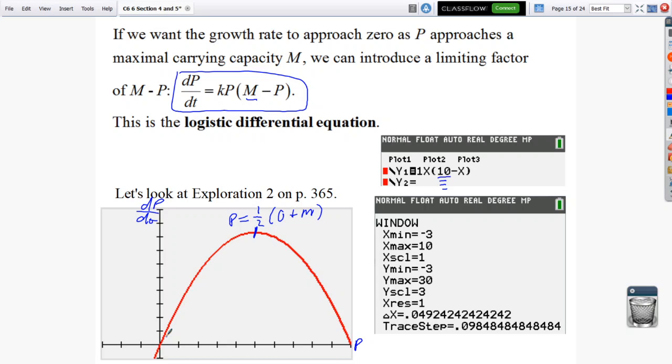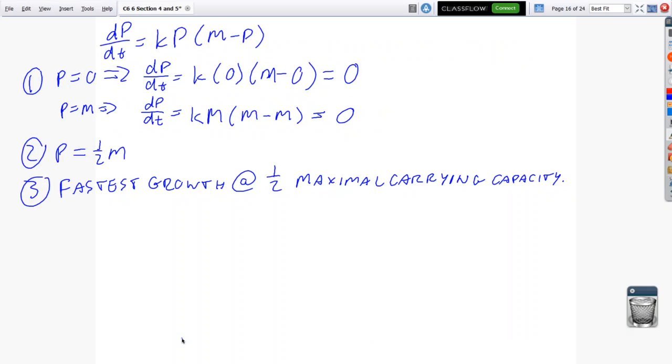Above the x-axis means dp dt is going to be positive. So if we have some sort of population that is above 0 but below the maximal carrying capacity, we are going to have a positive rate of growth. So the way that we say that is, as long as you have under the maximal carrying capacity, you are going to have positive growth. Again, 4 is if the initial population is less than m, is the initial growth rate positive or negative? We'll summarize that as p less than m means that dp dt is positive. It's greater than 0.